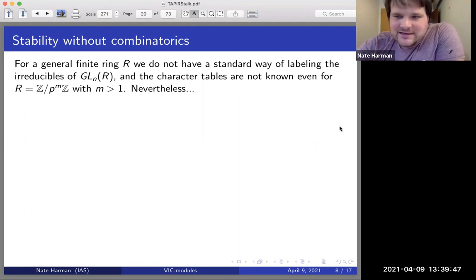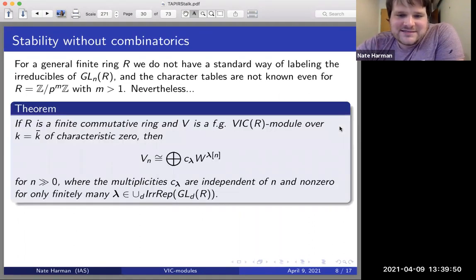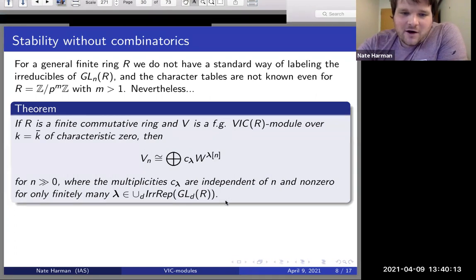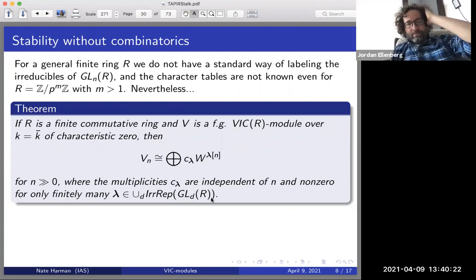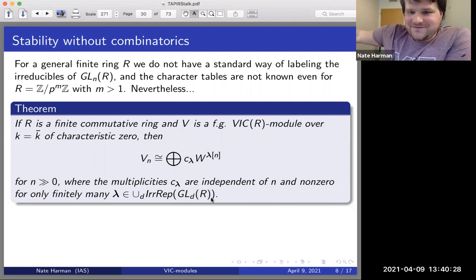But nevertheless, what I can show now is that if I have a finitely generated VIC module for a finite ring R, then there is a stable labeling. There's a stable way of labeling these representations so that the multiplicities stabilize. But now instead of some combinatorial set, like the collection of all partitions, we just take all irreducible representations of GLDR for all D. So I don't know how to label that, but I do know if we collectively take all of them, that gives us a stable labeling.